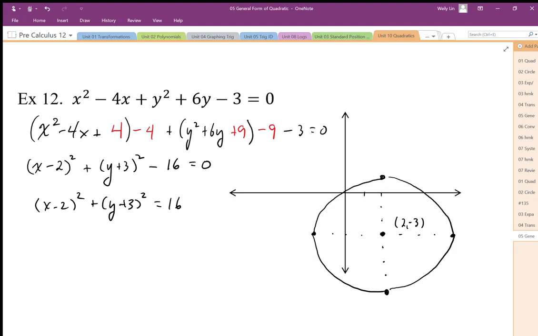So this is something that maybe we need to look at a little bit more later. How do we go from the general form to a graphing form? Okay, and that's what we're going to do next.